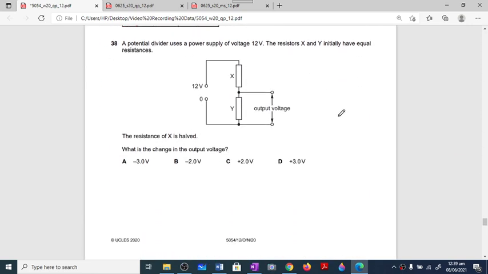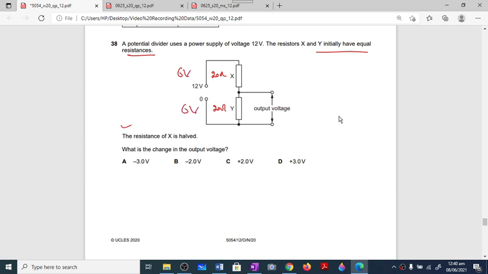Now question number 38. A potential divider uses a power supply of voltage 12 volt. The resistors X and Y are initially having equal resistances. Okay, we will take some values and then we will calculate. Let's suppose the value is 20 ohm. So whenever X and Y have the same resistance, the PD will drop equally. So 6 volt drop here and 6 volt drop here.